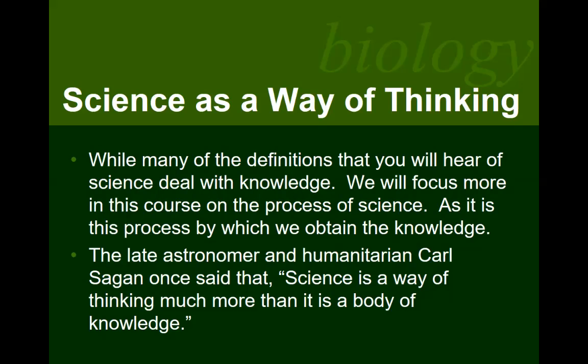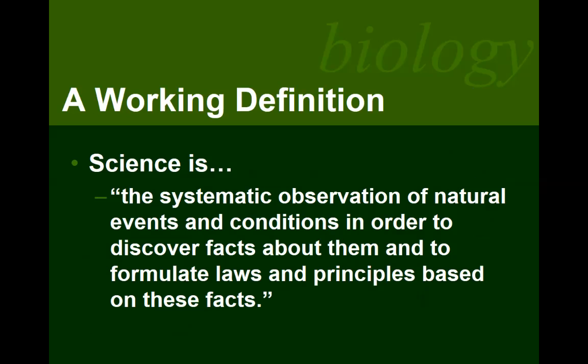Now, I also want you to recognize what science is not and how to tell the difference between what is scientific and what is not scientific. The definition of science as a way of thinking that I want you to keep in mind, and might want to include in your notes, is that science is the systematic observation of natural events and conditions in order to discover facts about them and to formulate laws and principles based on these facts. Okay, so that's the working definition I want to start from.